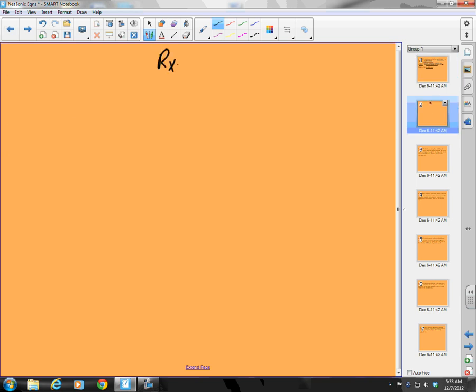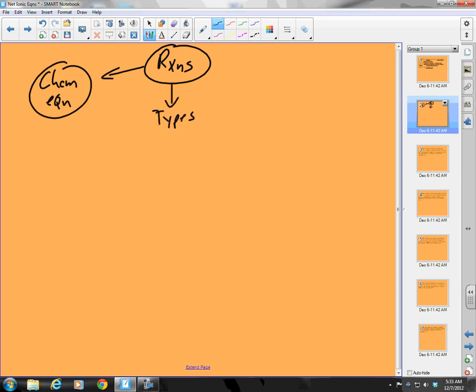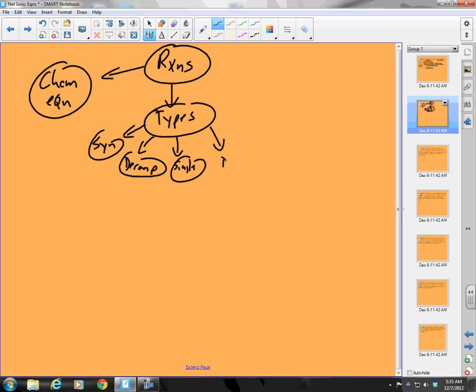So we're learning about reactions, and let's go back and complete our concept map. We talked about chemical equations, right? And then we talked about the types of reactions. We said we have synthesis and decomposition, single replacement, double replacement, and I forgot what, combustion. And we have all these kinds of reactions, right?